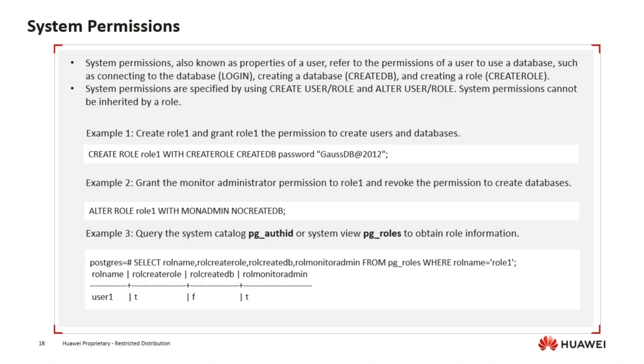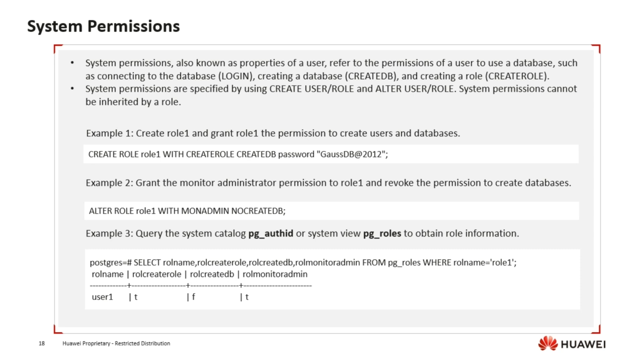And after briefly introducing roles and users, let's look at what permissions they can obtain. First are the system permissions. System permissions, also called user attributes, refer to the permissions specified by the system for a user to use in the database, such as connecting to a database (login), creating a database (createdb), and creating a user (createrole). We just mentioned some of them in the option clause when creating a user.